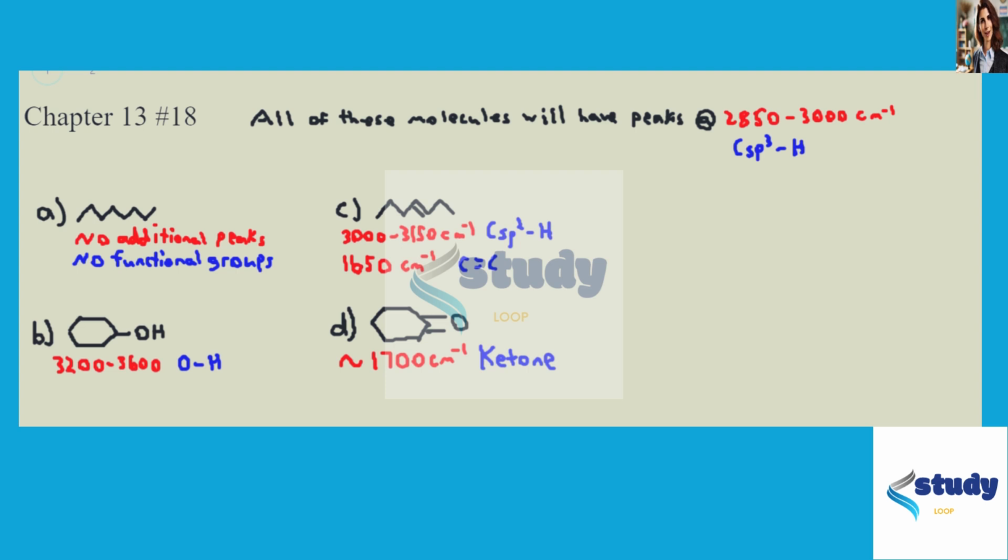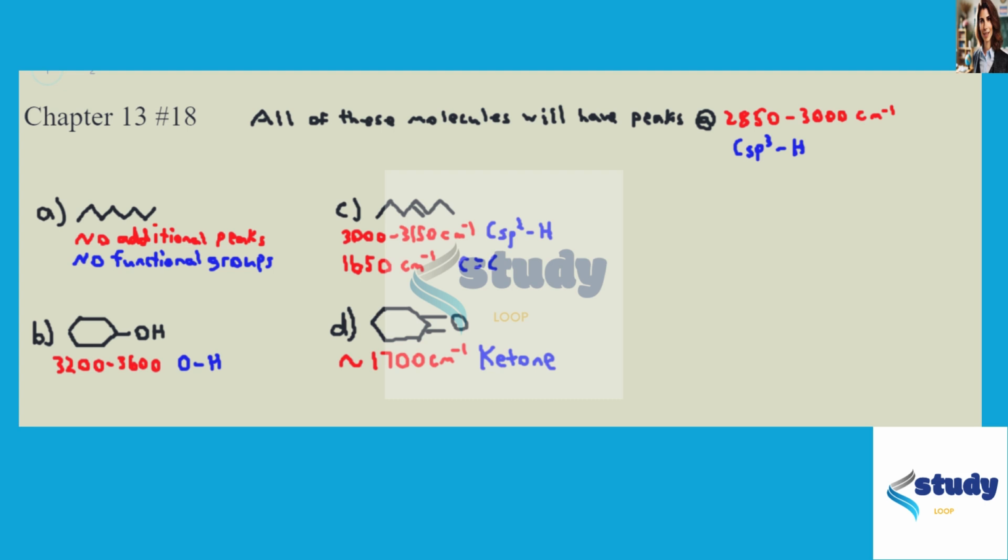And so for A, that's actually all the peaks that it's going to have. Remember, IR tells us about functional groups, and there are no functional groups in molecule A. So it's only going to have those C-sp3-H peaks. Then when we look at B, the functional group that we see in B is an alcohol. And so alcohol is going to be a broad signal at 3200 to 3600 wave numbers. I've written where the peak will be in red, and I've written the functional group or the bond that it represents in blue.